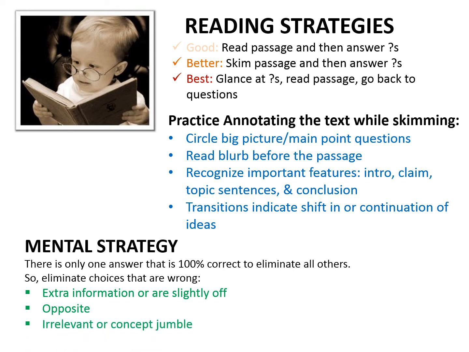The next type of wrong answer that they'll throw at you is an answer where what is being presented is completely irrelevant, or they do what's called a concept jumble. A concept jumble uses key words from the passage, but it doesn't really say anything that relates to the question. It's just kind of a mismatch of ideas, and you might choose it just because it has some key words from the passage, but careful of that one.